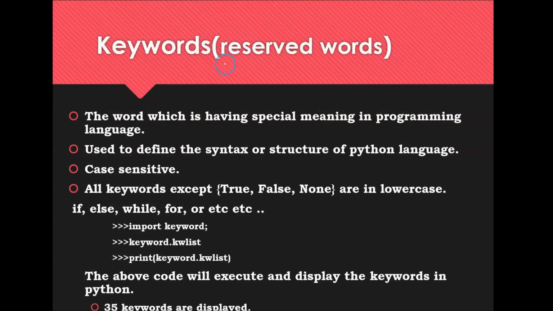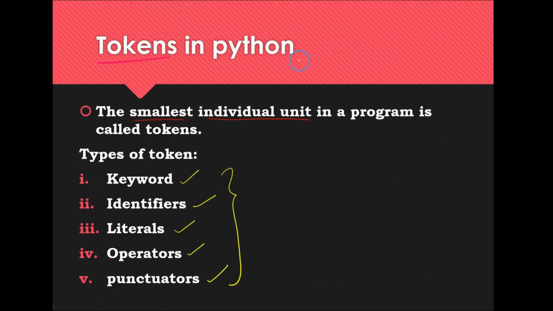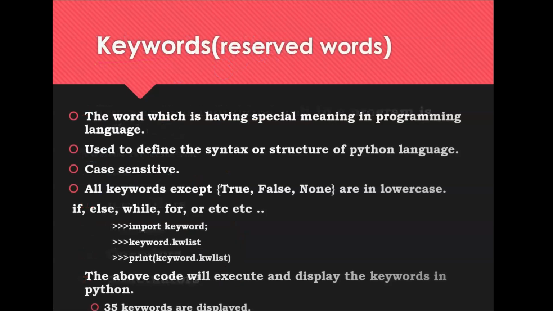So keywords are called reserved words. What is the first type of token? Our first type of token is the keyword. Now we are going to see that keyword. Keywords are nothing but the reserved words in Python. What does the term reserved words mean? It is already inbuilt in the Python interpreter.